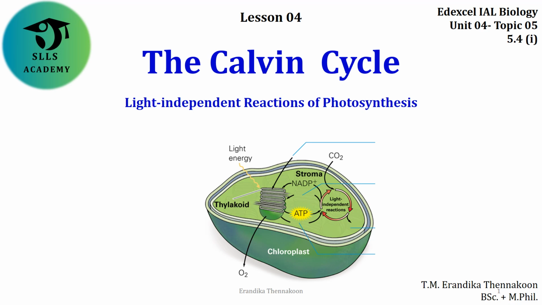In today's session, we are diving into lesson 4 of Unit 4 for Edexcel IAL Biology. Our focus is the Calvin cycle, also known as the light-independent reactions of photosynthesis. So, let's get started and understand how plants turn carbon dioxide into useful sugars.